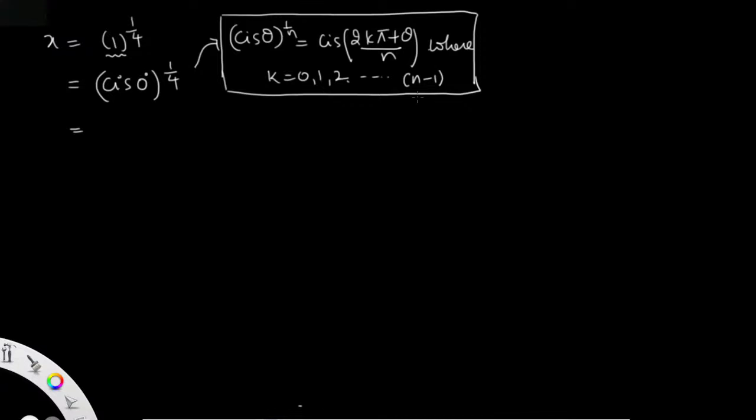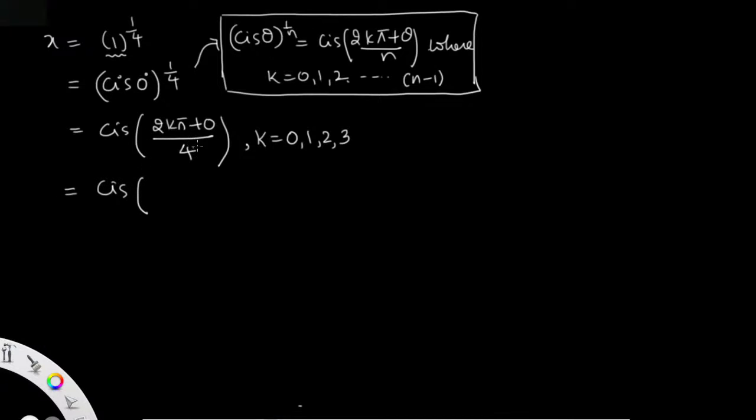Now substitute theta equal to 0 and n equal to 4. So here it represents 4 values: cis of (2k pi plus 0) by 4, where k equal to 0, 1, 2, 3, which represents 4 values. So cis of 2k pi by 4 is cis of k pi by 2, where k equal to 0, 1, 2, 3. Now we substitute these values for x.